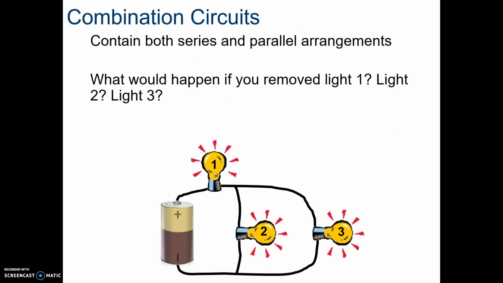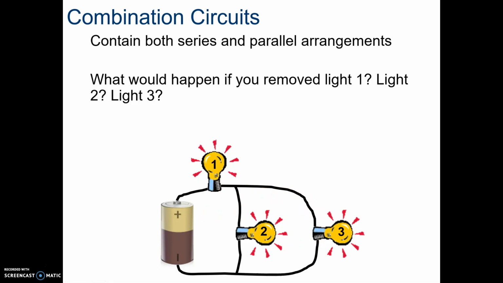And then they actually have combination circuits. So you see a series and parallel. Bulbs 2 and 3 are parallel to each other, but bulb 1 is in series to bulb 2. And then also you can see it is in bulb 3. So it's called a combination circuit.